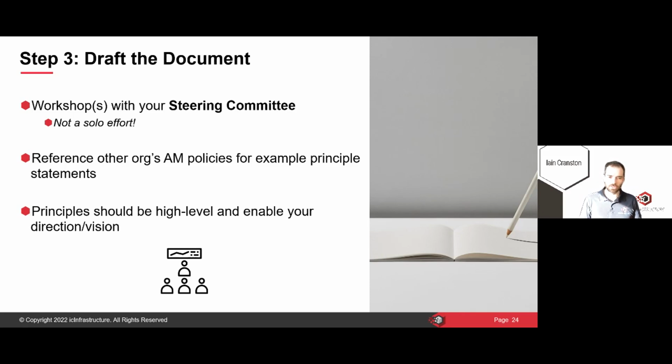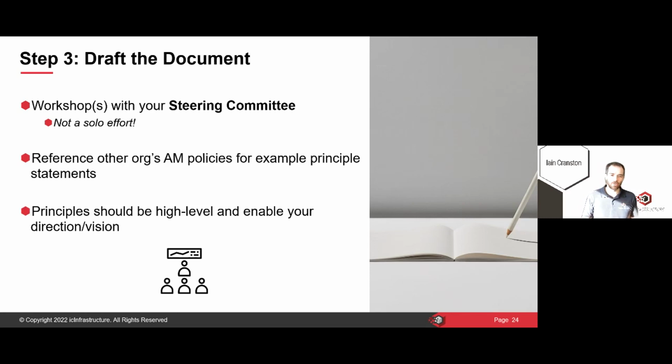Use other asset management policies from other organizations to help see what's out there. Learn from other organizations, make them your own. So take things and examples and use others as reference and bring them in. And use that as a way to develop a lot of your own content, by seeing what's out there and leveraging some of the examples that are already there.